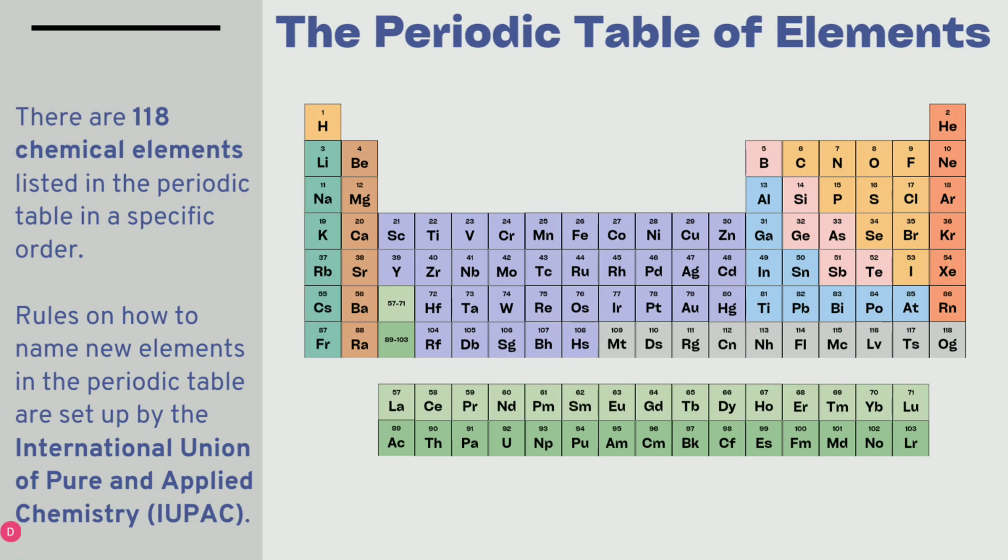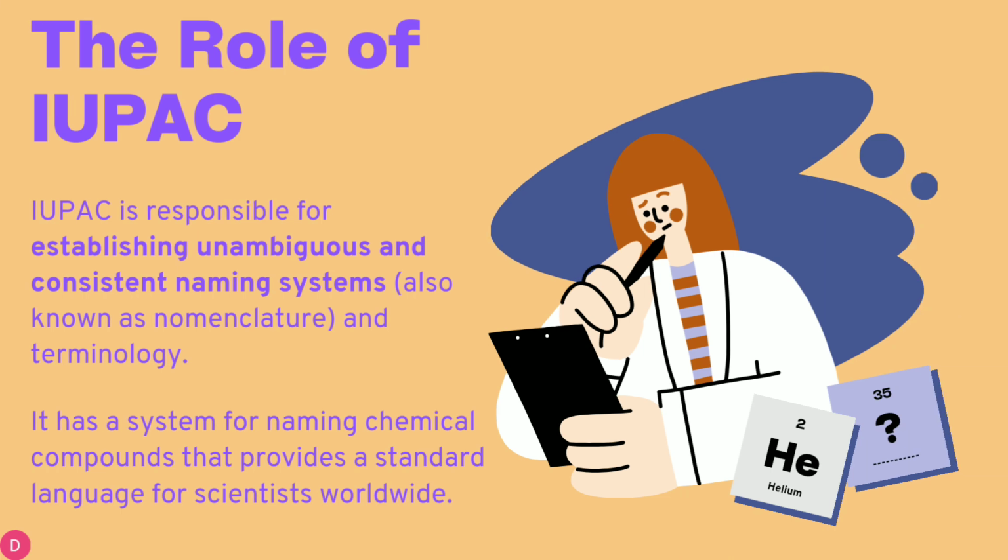The periodic table of elements. There are 118 chemical elements listed in the periodic table in a specific order. Rules on how to name new elements in the periodic table are set up by the International Union of Pure and Applied Chemistry, IUPAC. The role of IUPAC.